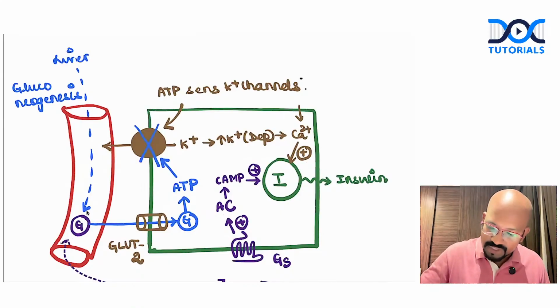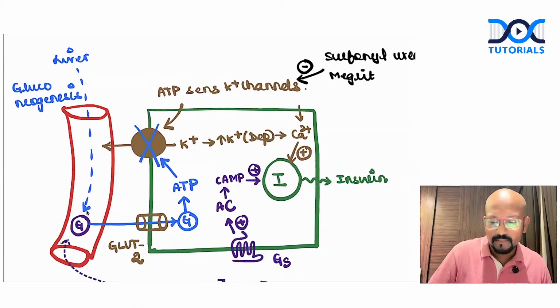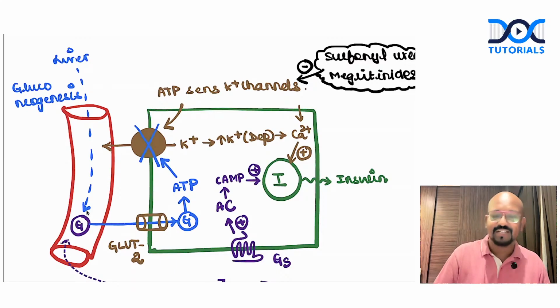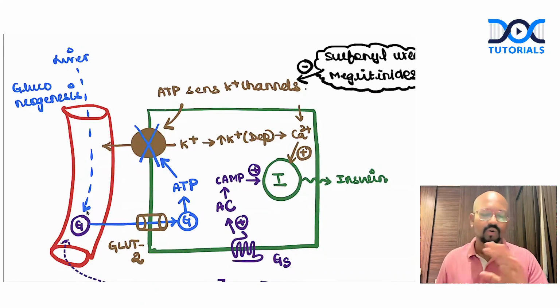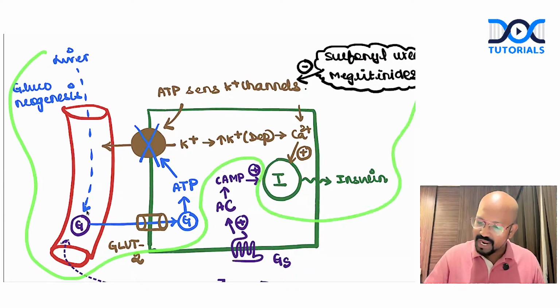The first one, the drugs which inhibit these ATP sensitive potassium channels, are sulfonylureas and meglitinides. Two drugs which tend to inhibit these ATP sensitive potassium channels. Sulfonylureas are your glimepiride, gliclazide, tolbutamide, all those drugs. Among meglitinides, we have repaglinide, nateglinide. So when you come across any question based on sulfonylureas or meglitinides, you just need to draw this particular diagram, guys. You just need to draw this diagram alone.